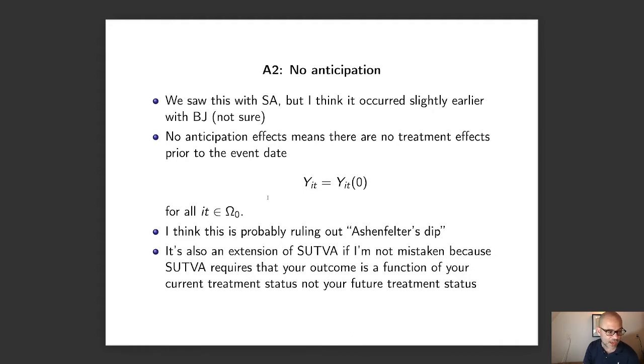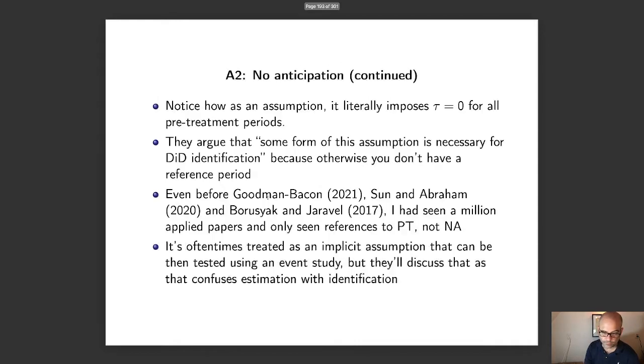It's an extension of SUTVA because SUTVA requires that your outcome be a function of your current treatment status and not your future treatment status. As an assumption, it literally imposes that tau equals 0 for all pre-treatment periods. This is why this is a great paper to follow up from Sun and Abraham. All diff-in-diffs require some form of this assumption. Otherwise, you don't have a reference group. So you need this because you need to have a baseline. It's implicit in all of your diff-in-diff calculations that you need no anticipation.